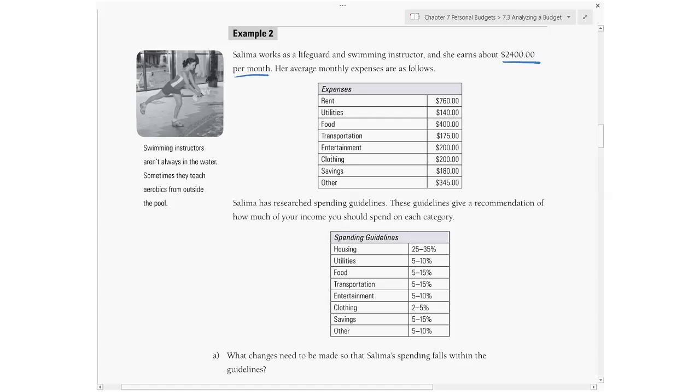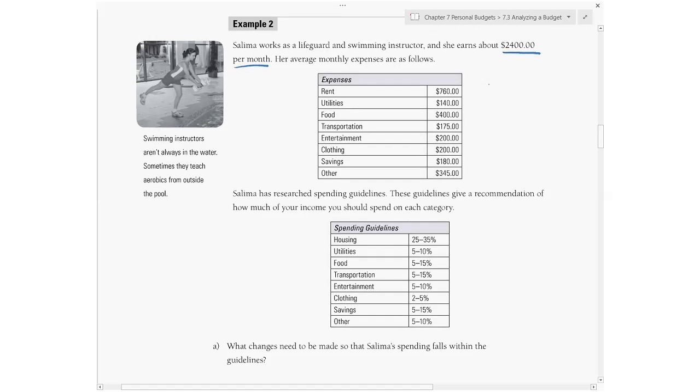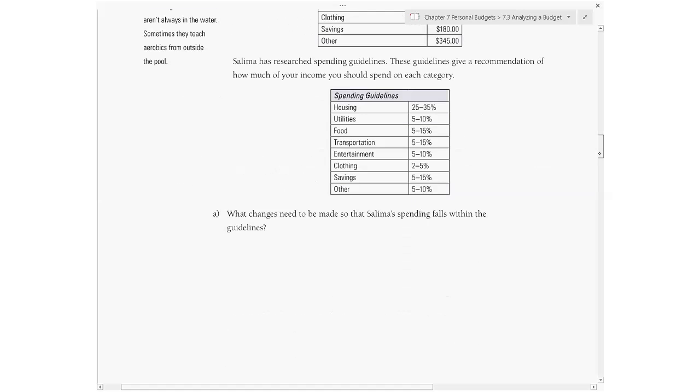So here's the average. She's researched some spending guidelines, and they give a recommendation of how much income you should spend on each category. So we need to look at what changes need to be made so that Salima's spending falls within the guidelines. So let's remember, this is out of $2,400. We're going to figure out how much each one of these is percentage-wise.